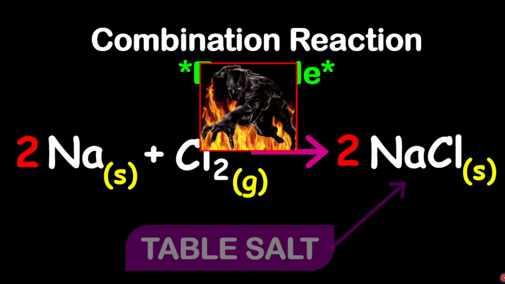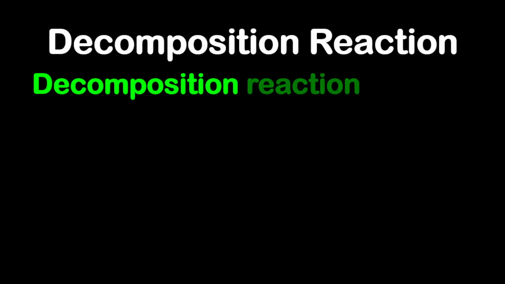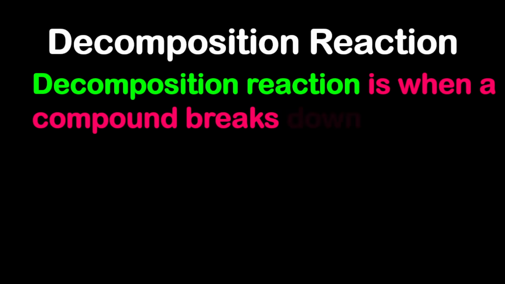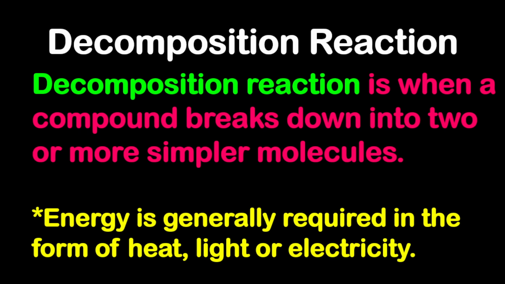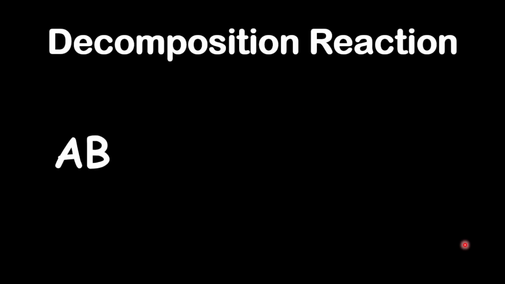All right. Now, jumping on to another type here: decomposition. It's the breaking down of something. This is when a compound breaks down into 2 or more simpler molecules. That's decomposition. It gets simpler by breaking down. Normally energy is required for this type of reaction. Even light is an energy, and electricity is also an energy, the electrical energy. So energy is required, maybe in different forms, but generally energy is required for a decomposition reaction.